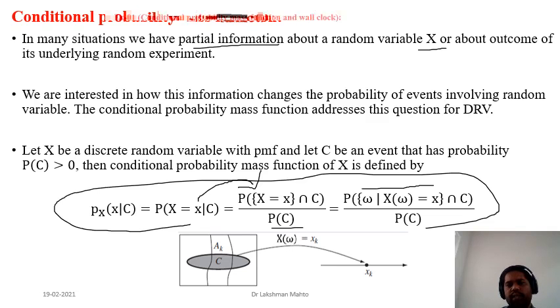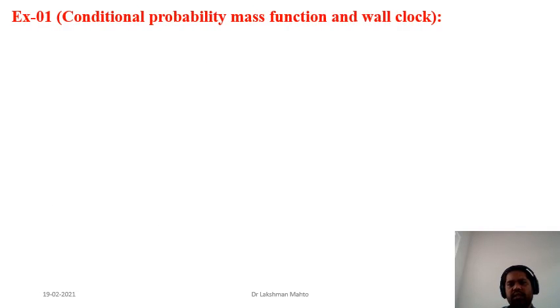Here I would like to take one example, then I will go further to discuss in detail. In this example, there will be a few pieces of information; with respect to one piece of information, we find the conditional probability mass function, and with respect to another, another one. Those things we will solve here. This problem is related to a wall clock. So just try to visualize a clock.